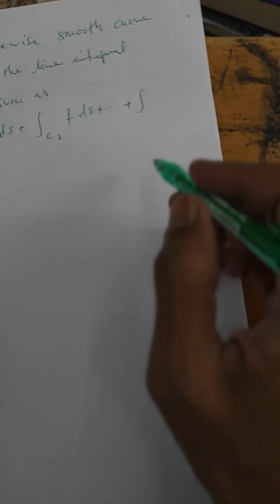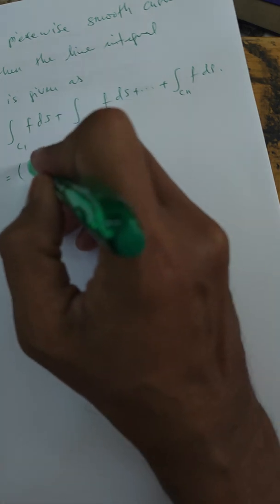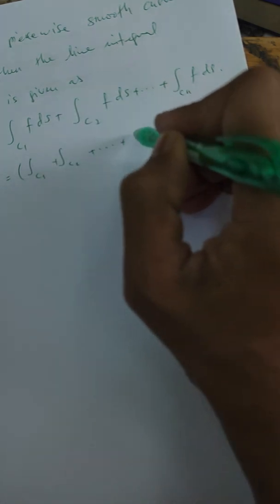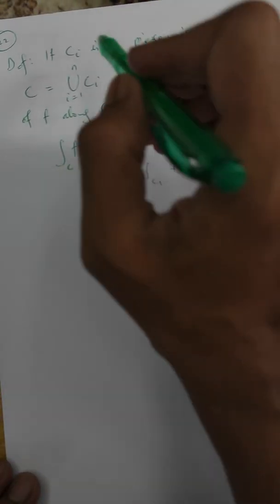Up to Cn f ds. In some books we can also write this as the integral over C1 plus C2 plus Cn of f ds. It just means the same, you can write that as well. So what do we mean by this curve?